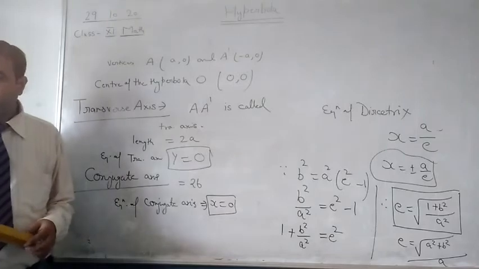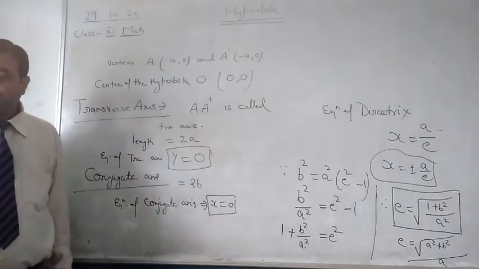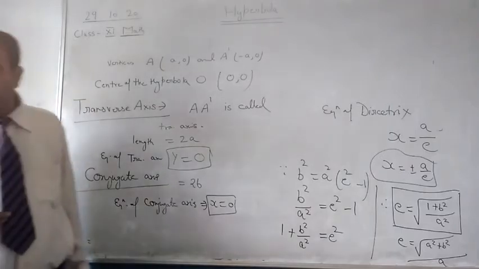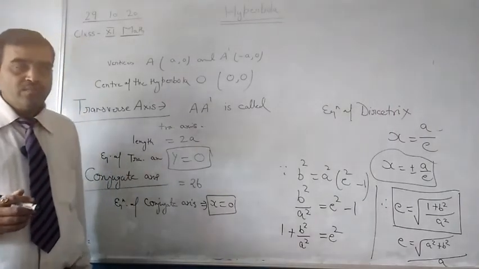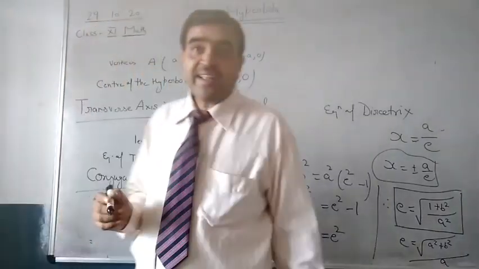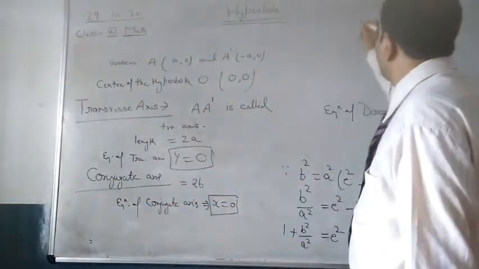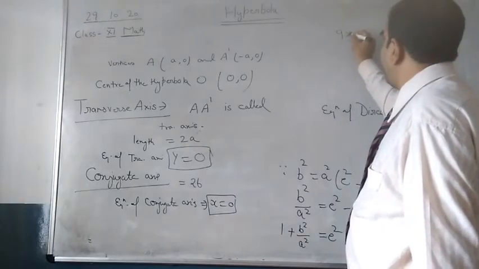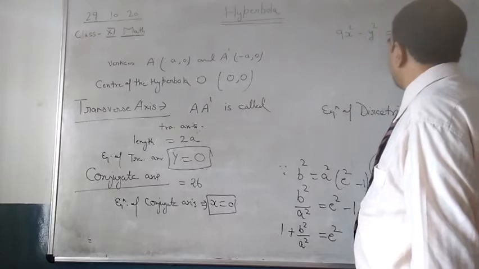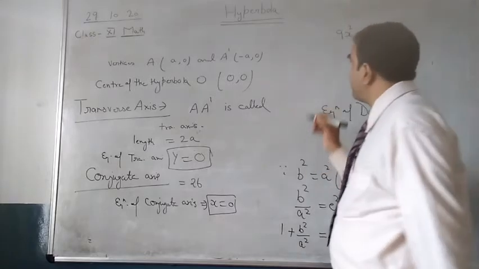Find the eccentricity of the hyperbola 9x square minus y square is equal to 1.